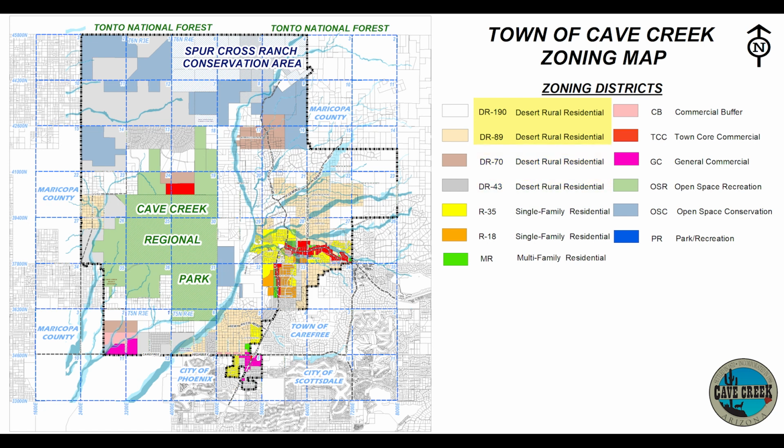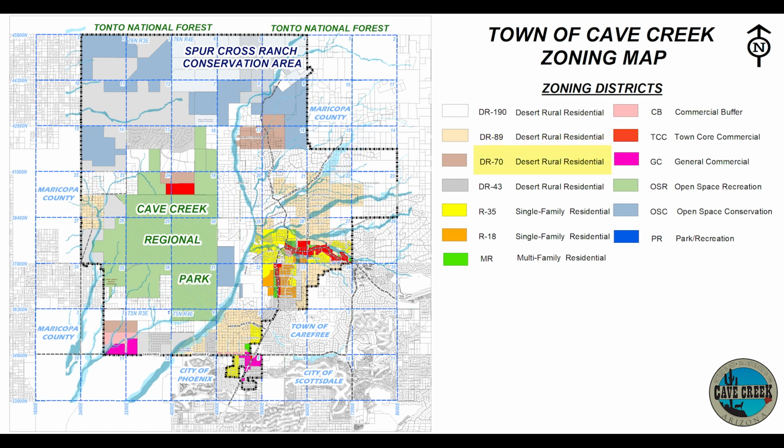DR 190 means desert rural residential, 190,000 square feet, which is equal to 4.3 acres and is the minimum lot size in that underlying zoning. This zone is represented by all the white areas within the town boundaries on the map. DR 89 in tan means desert rural residential, 89,000 square feet, which is 2.2 acres.